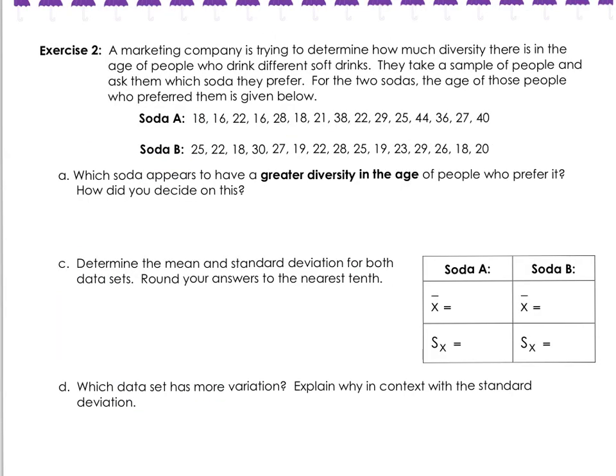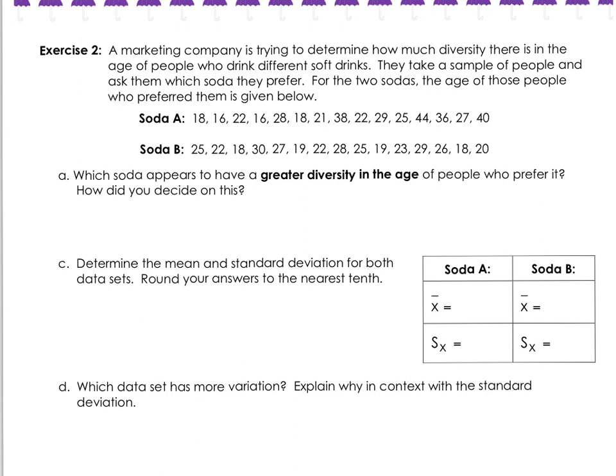Our next question says, a marketing company is trying to determine how much diversity there is in age of people who drink different soft drinks. They take a sample of people and ask them which soda they prefer for the two sodas. The age of those people who preferred them is given below. So we have two different sets of data here, soda A, and then they list out the ages in soda B. We want to figure out which soda appears to have a greater diversity in the age of people who prefer it. How did you decide on this? So the first thing we need to do is think to ourselves, what would give us the diversity? So pause and think for a second, what could we try to do?